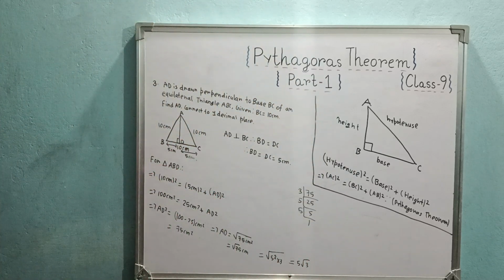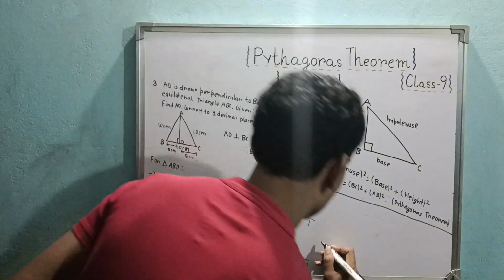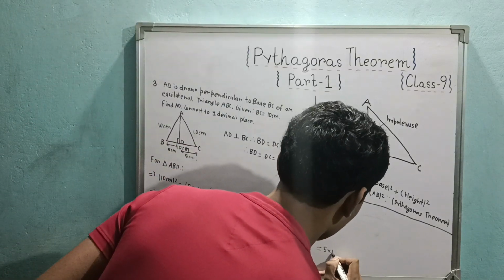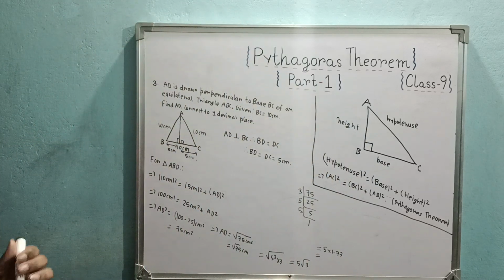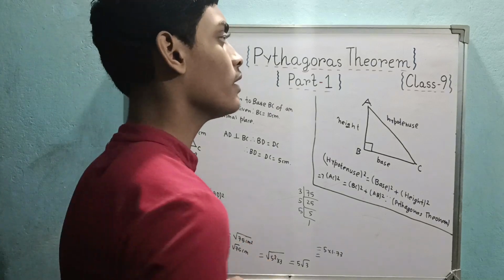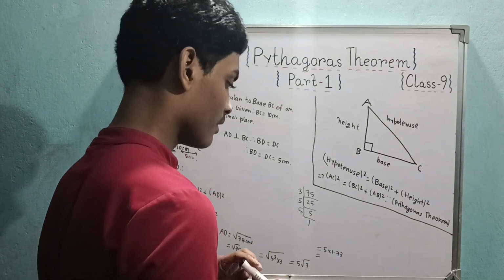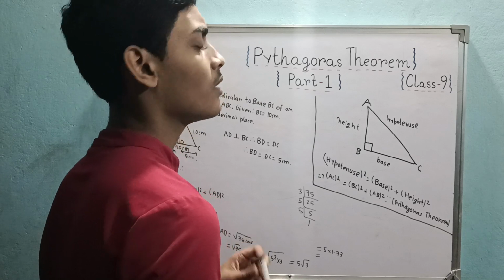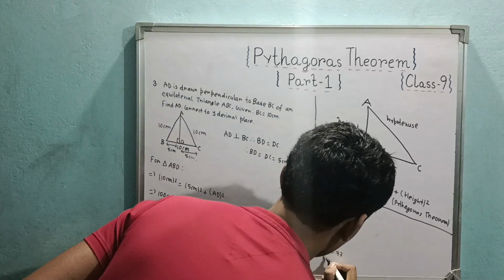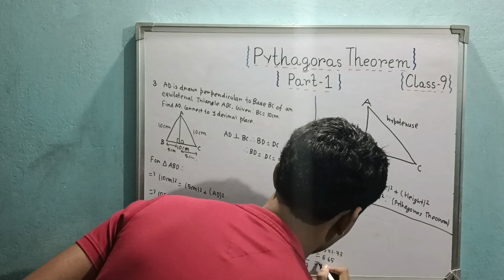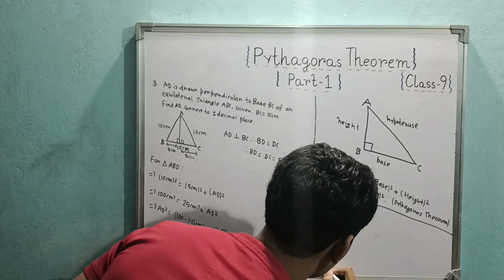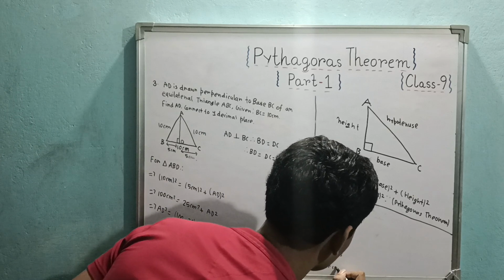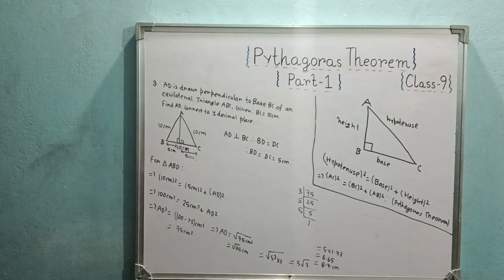So root 3's value, remember, is 1.73, okay. Equal to 5 into 1.73, equal to, let me calculate, 8.65 I think. Yes. And we have been told to round to 1 decimal place. So it will be 8.7, right? That's easy. 8.7 centimeter. That is the answer. So very easy again.